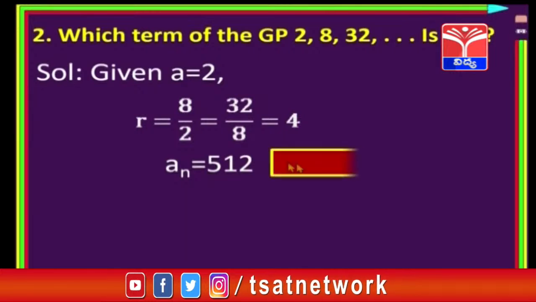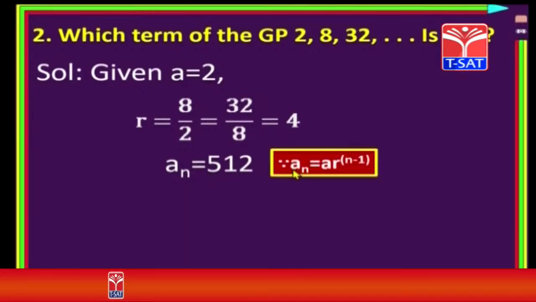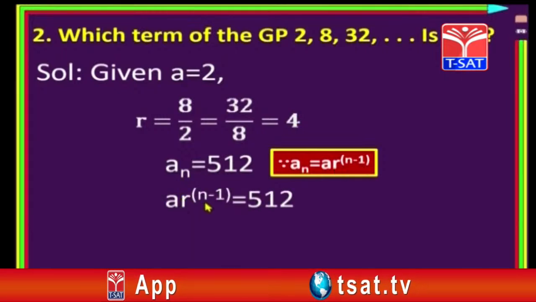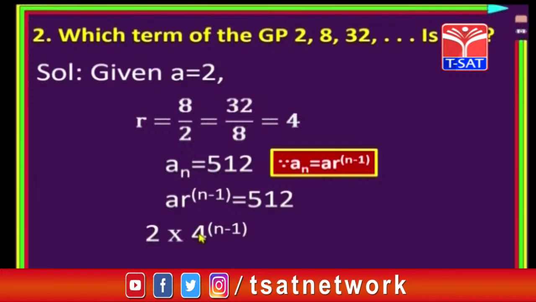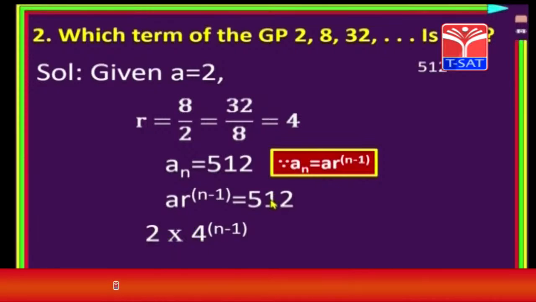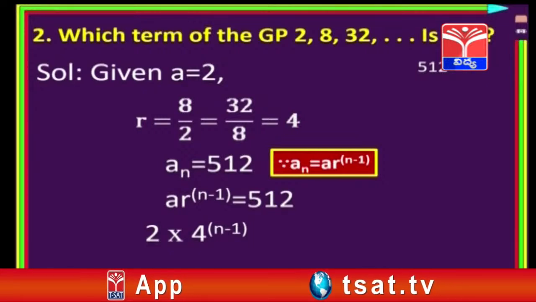Okay, what is the nth term formula? That is an is equal to a into r power n minus 1. Substitute here, that is a into r power n minus 1 is equal to 512. Substitute the values. The value of a is 2 and the value of r is 4. Here in the left hand side we have the powers of 2, right? Now by using factorization, write 512 as the powers of 2.